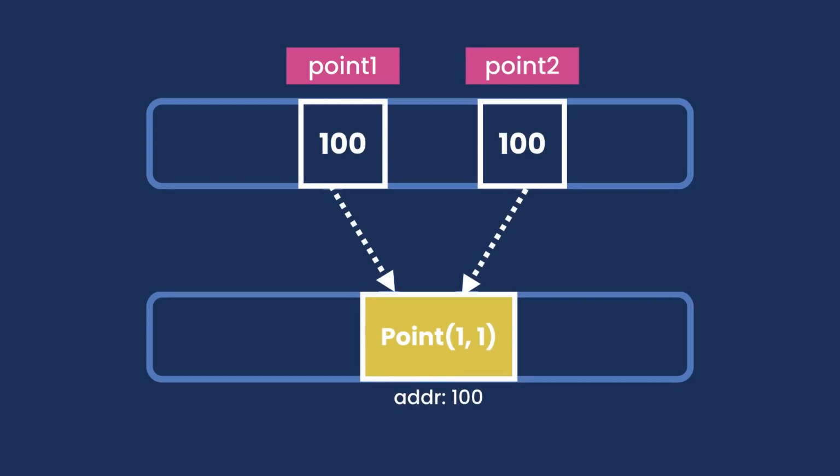We only have one point object. So these two variables are not independent of each other. They're referencing the same object. And that means if I update this point object through either of these variables, the changes will be visible to the other variable. Let me show you.